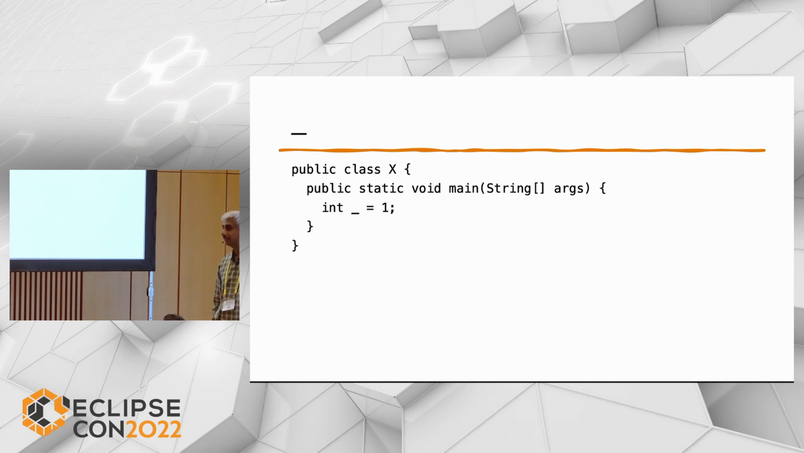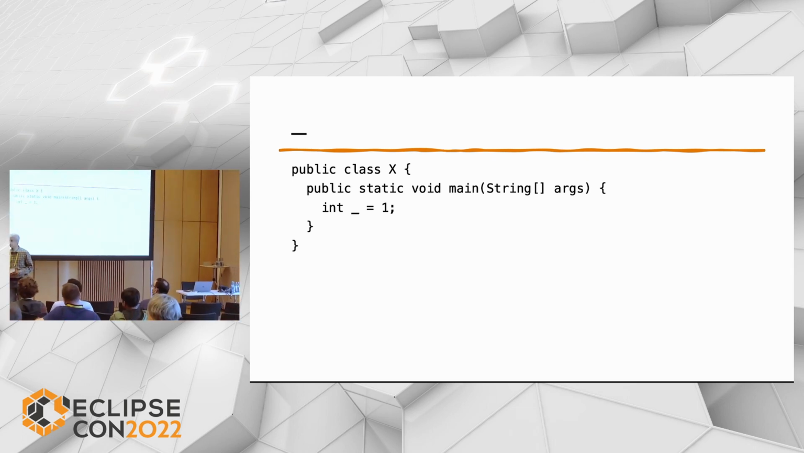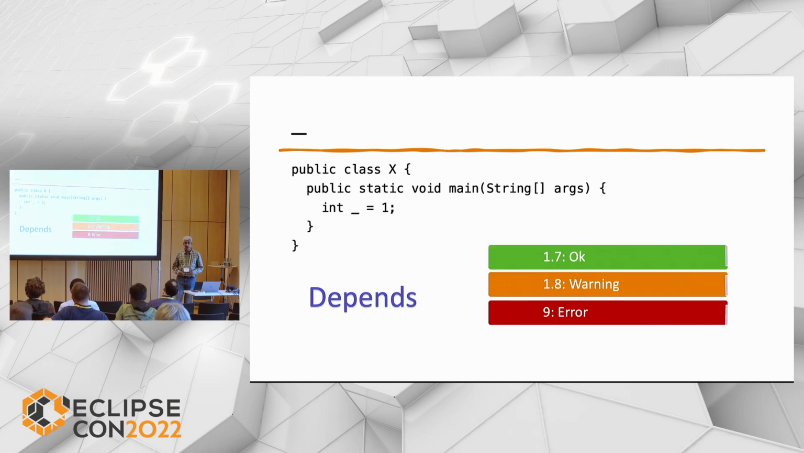The underscore got invalidated as an identifier in Java 9, I think. Fantastic. So the answer is, of course, as usual, it depends. It's okay in 1.7. There was a warning in 1.8, and it's an error in 9. So how does this relate to pattern matching?